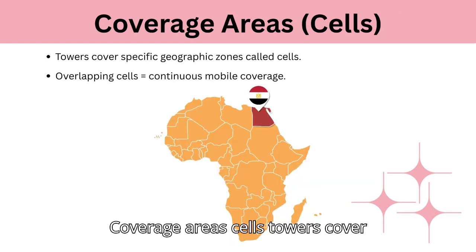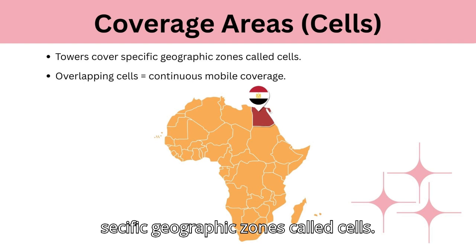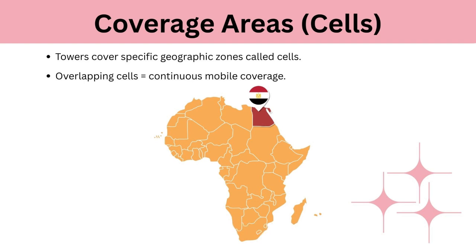Coverage areas, cells. Towers cover specific geographic zones called cells. Overlapping cells means continuous mobile coverage.